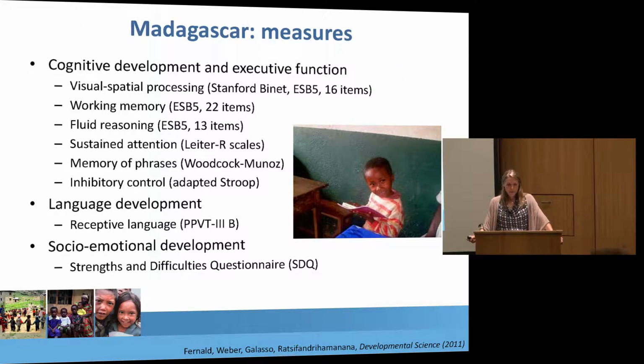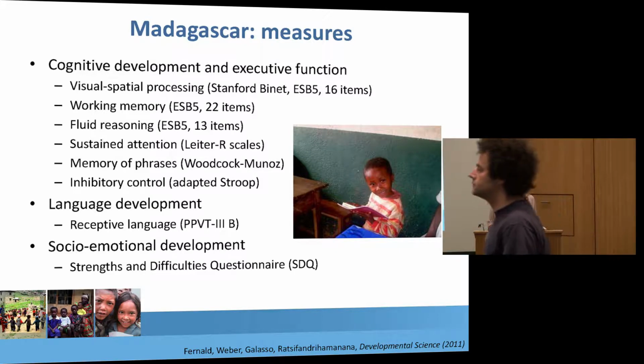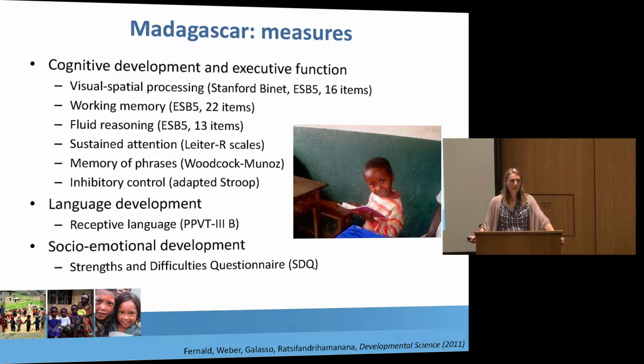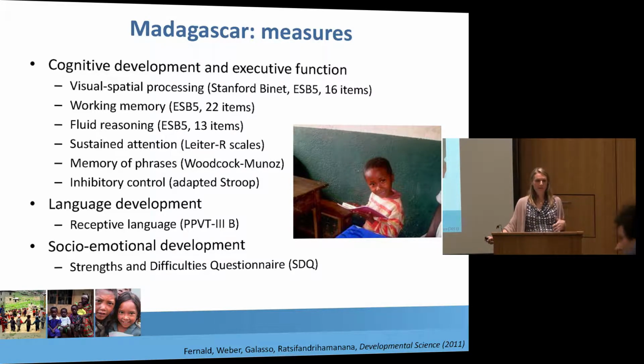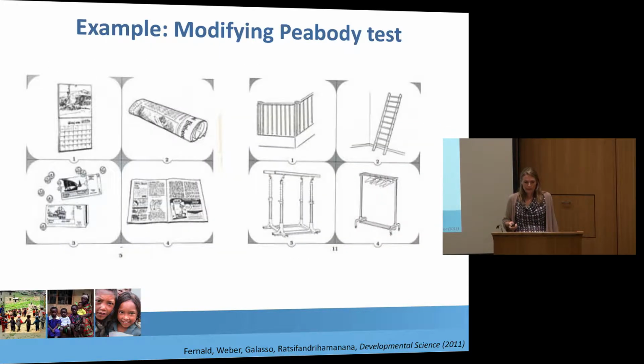The measures that we used were items from the Stanford Binet, the Leiter scales, the Woodcock-Munoz, an adapted Stroop test, the PPVT, and the Strengths and Difficulties. We piloted a huge number of tests to figure out what would work most effectively, because much of it had to be translated into French and or into Malagasy. And we had to do some modifications. For example, in the Peabody test, here is a picture that usually looks like dollars and cents, which had to be converted to Ariary, the Malagasy form of currency.